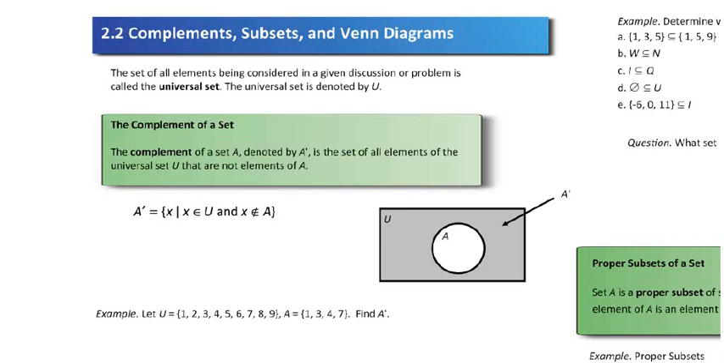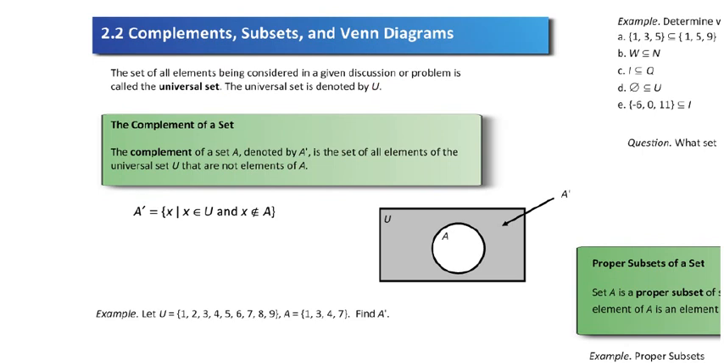All right, today we're going to talk about 2-2, which is complements, subsets, and Venn diagrams. So the set of all elements being considered in a given discussion or problem is called the universe set. So the universe set is denoted by U.